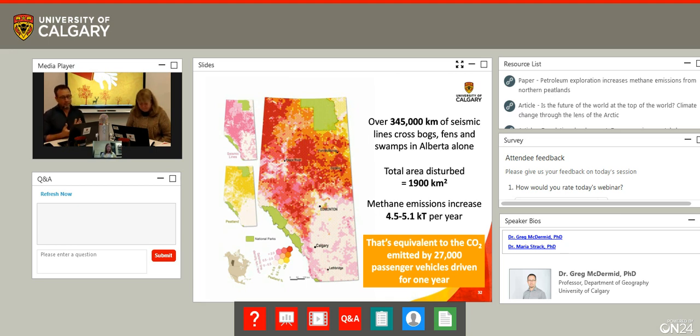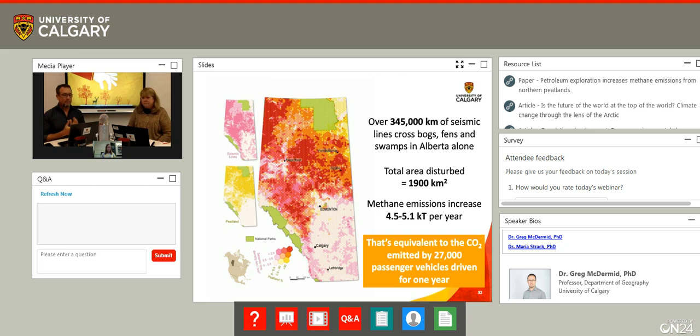And what we did then is some calculations based on the relationships that Maria described earlier. So there are over 345,000 kilometers of seismic lines crossing peatlands in Alberta, these bogs, fens, and swamps that we discussed. That's a total area disturbed of more than 1,900 square kilometers. Based on this calculation, we're estimating that between 4.5 and 5.1 kilotons of methane are being released because of this activity per year.